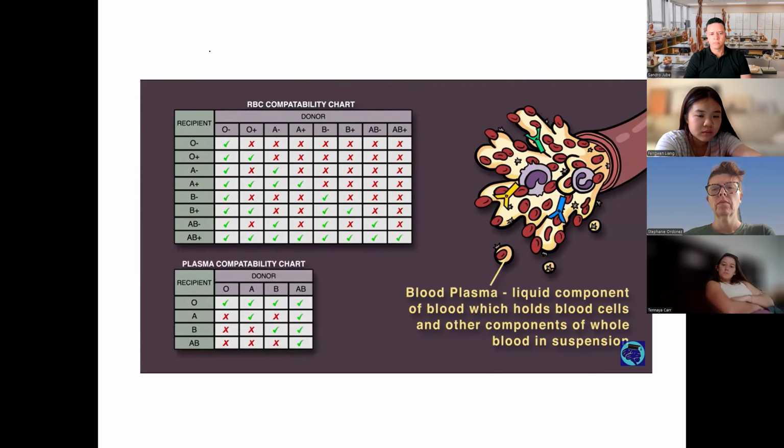Hence, plasma compatibility is the inverse of red blood cell compatibility. Someone with blood type O can receive plasma from any blood type, while someone with blood type AB can only receive plasma from other people with blood type AB. Someone with blood type O can only donate plasma to others with blood type O, while those with AB blood can donate plasma to anyone.